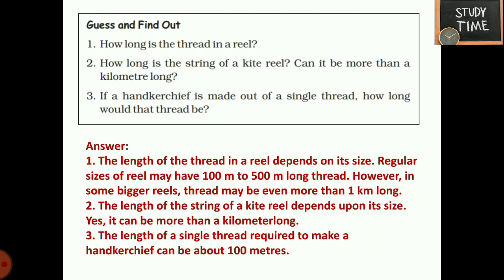How long is the string of a kite reel? Can it be more than 1 kilometer long? That also depends on the kite reel. So it can be more than 1 kilometer long. If a kerchief is made out of a single thread, how long would that thread be? Depends upon the size of the kerchief. It can be 100 meters.